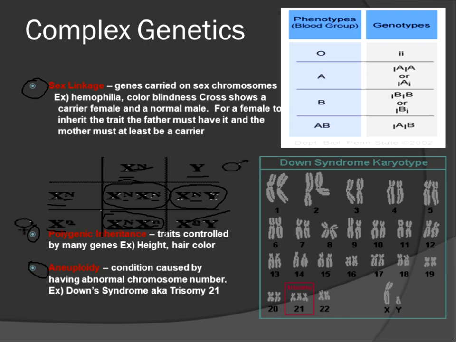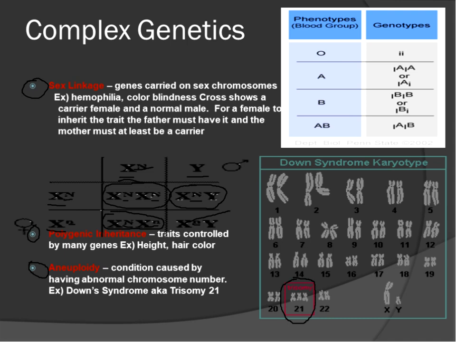Polygenic inheritance are traits controlled by many genes, like height. You don't get your height from just your parents' height. You get your height from many genes together. Same thing with hair color. And aneuploidy is a condition caused by having abnormal chromosome numbers. If you've ever known someone who has Down syndrome, instead of 46 chromosomes, they have an additional chromosome. So they would have 47 chromosomes because they have a third, extra chromosome on pair 21.